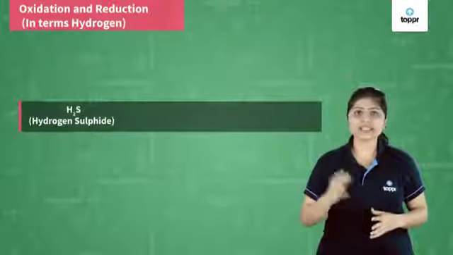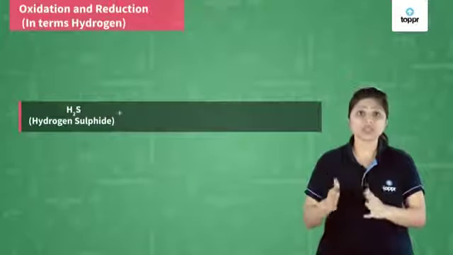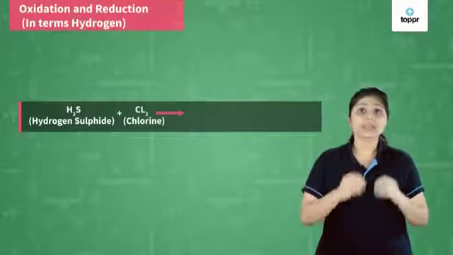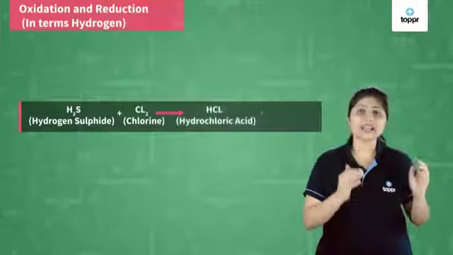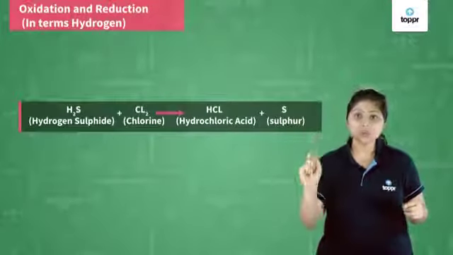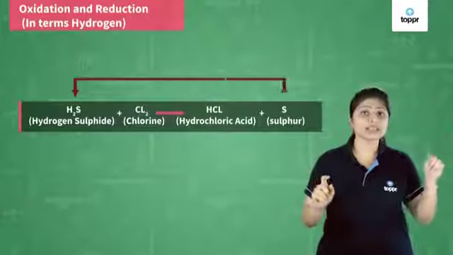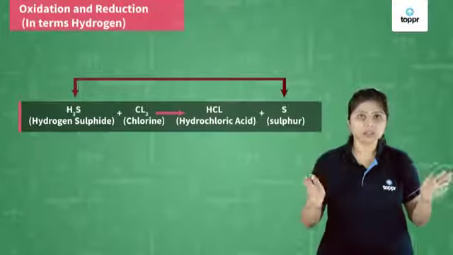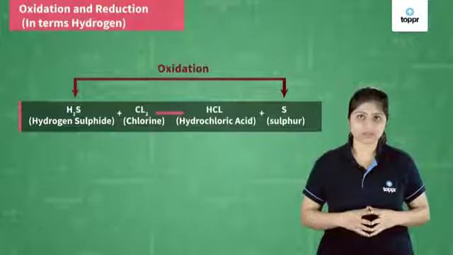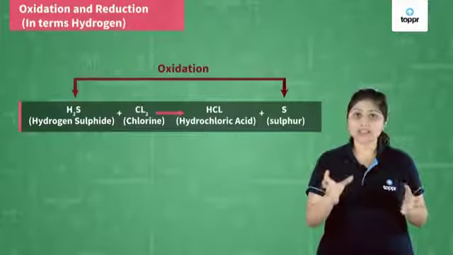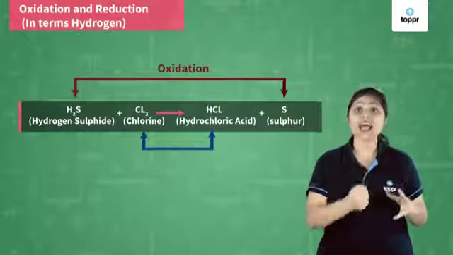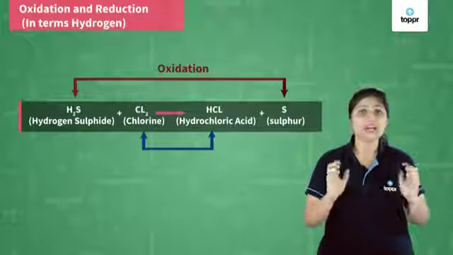Hydrogen sulfide gas, that is H2S, reacts with chlorine, that is Cl2. It forms HCl, that is hydrochloric acid, and sulfur. Now in this reaction, H2S is converted to S, that is sulfur. Here hydrogen was removed, so this is oxidation reaction. Whereas chlorine converts to HCl, that is hydrochloric acid. Here hydrogen is added, so this is reduction reaction.